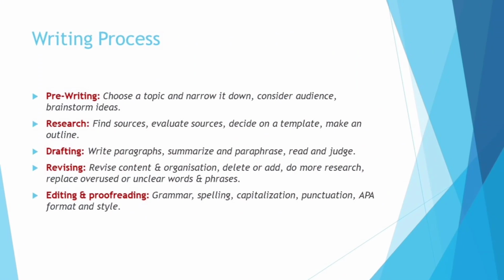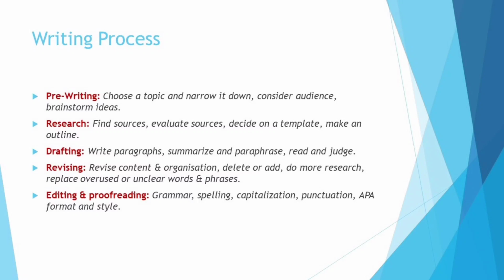Now, whenever you're writing any piece, whether it's a story or an essay or a news item, you go through a writing process. And there are 5 important steps to the writing process. The first one is pre-writing. During this step, you choose a topic, you narrow it down, that is, you make it specific, and you will see how to do it in later videos. You consider your audience, and you brainstorm ideas. You collect all the materials.